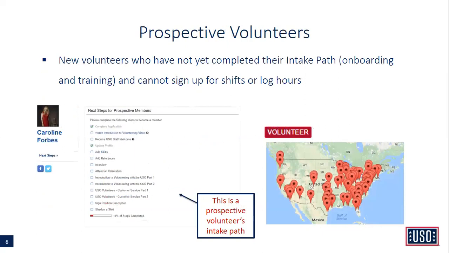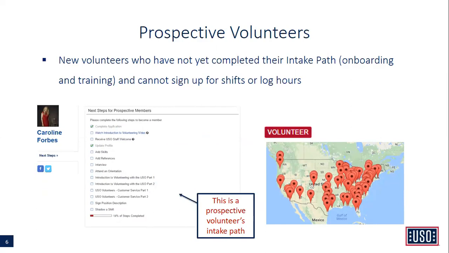To begin, let's take a look at who is in the volunteer management system. First, we have prospective volunteers. Prospective volunteers are new volunteers who have not yet completed their online training, and they cannot sign up for shifts or log hours.